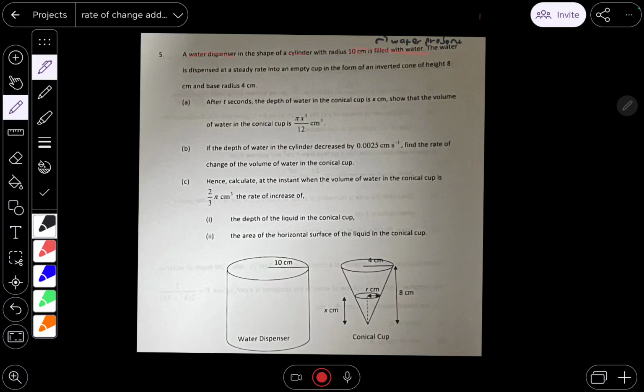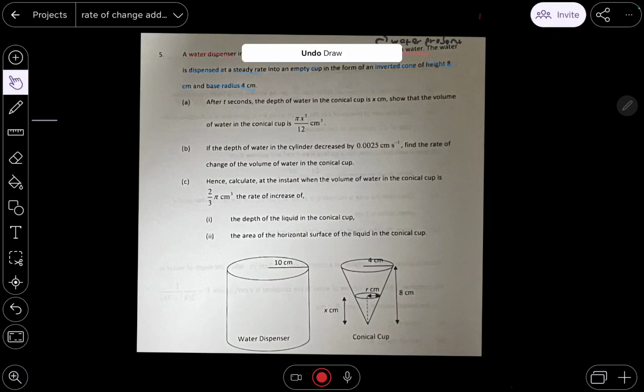Alright, so what else do we know? Let's look at the second line. So the water is dispensed at a steady rate into an empty cup in the form of an inverted cone of height 8 cm and base radius 4 cm. So what do we know? We know that the water pours inside, but I'll show you guys a real life analogy shortly.